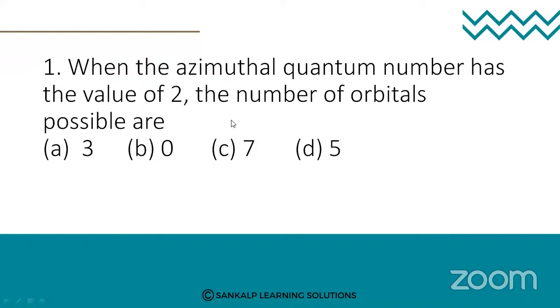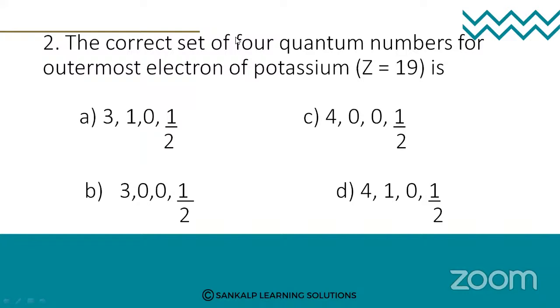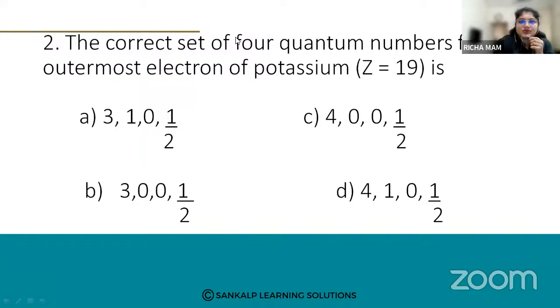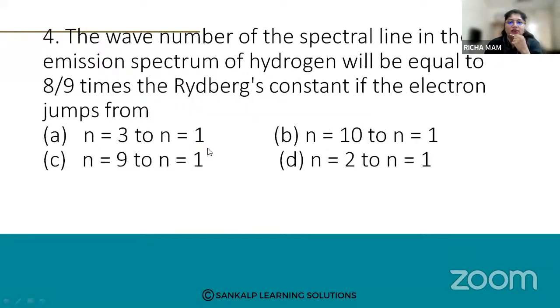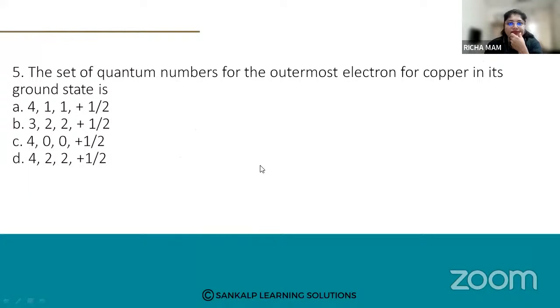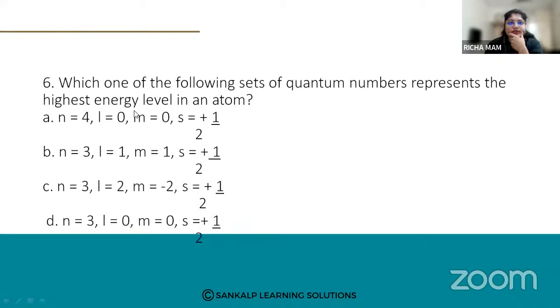We have seen this first question, then the second question also. The third question also we have seen, de Broglie's wavelength. The fourth one, Rydberg's constant, we will see later. Then the fifth one also we have seen: how to write the quantum numbers for the outermost electron of copper in ground state. Now let us go with the sixth one.